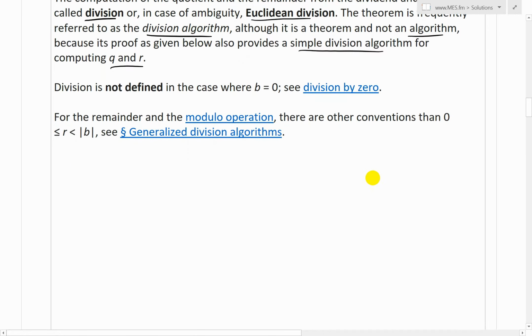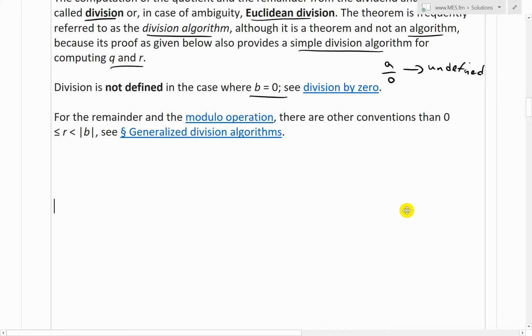It's pretty interesting. So division is not defined in the case where b equals 0. See, division by 0, because then you have a over 0 approach as well, infinity, or undefined if a is 0. So undefined, like that.